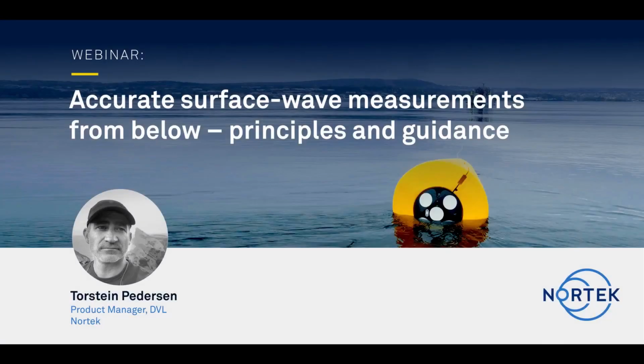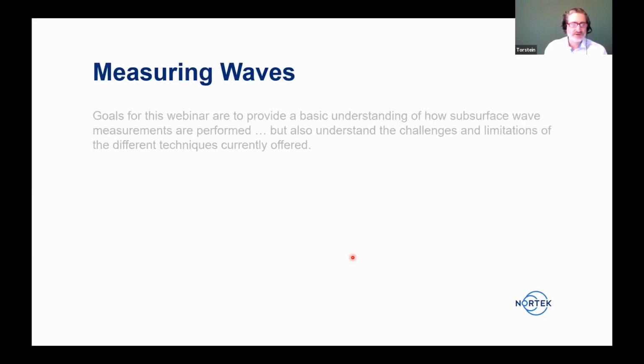So accurate surface wave measurements from below, principles and guidance. So measuring waves, what do you need to know?